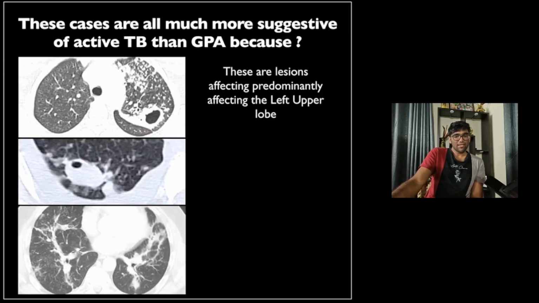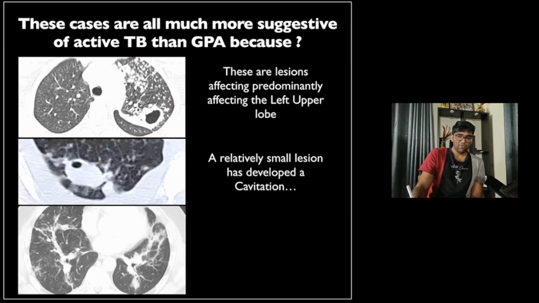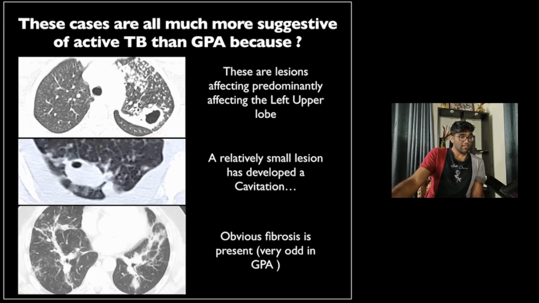So these are cases that are much more likely to be suggestive of active TB than GPA because one, as you can see here, there is primarily upper lobe involvement. Two, a relatively small lesion here, you can see it is smaller than the vertebral body's anteroposterior length, has developed a cavitation, again very odd for GPA. And in this CT scan at the bottom, there is obvious fibrosis, which is very unusual for GPA.